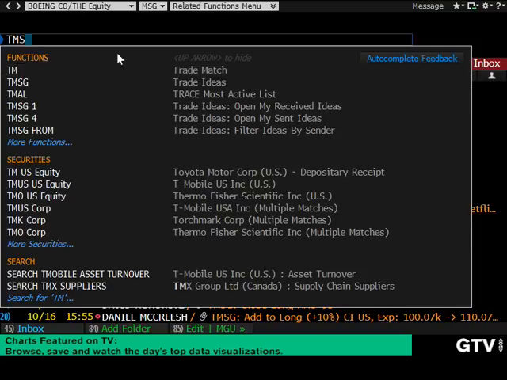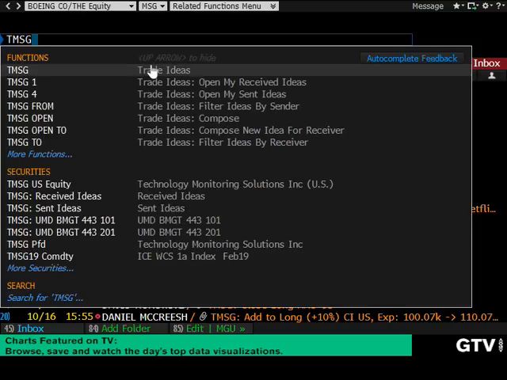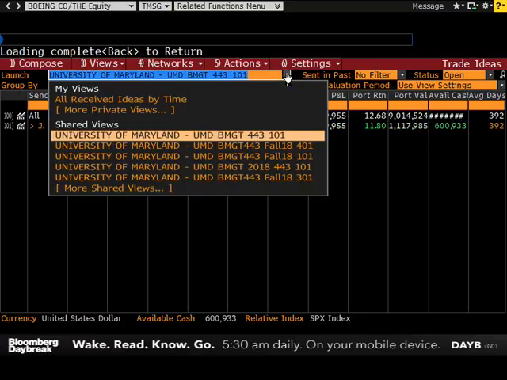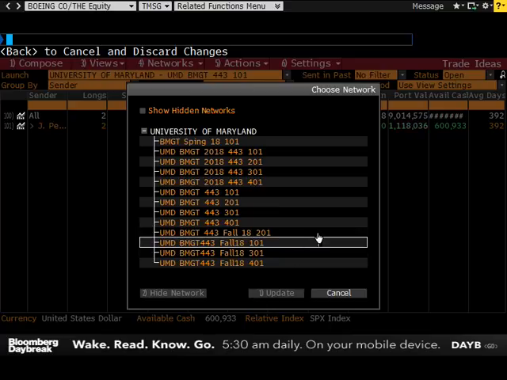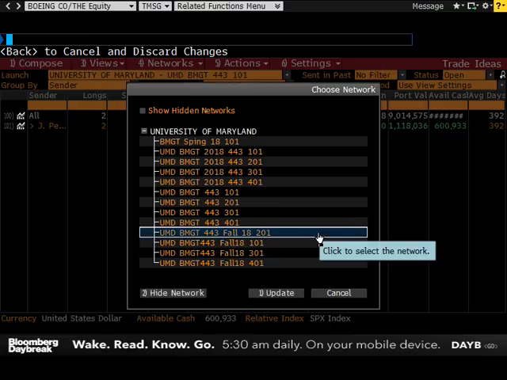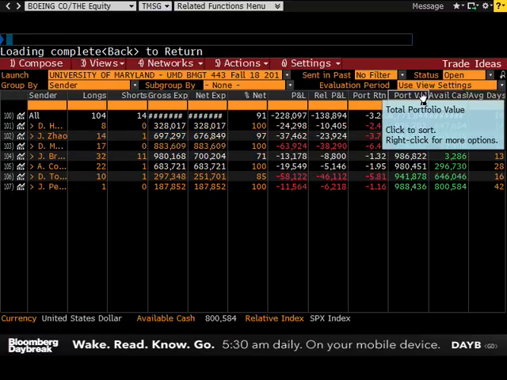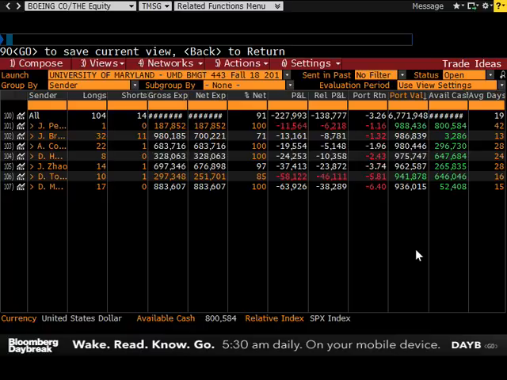If I were to look at T message MSG, and was that section 201? Okay, so let's go to section 201. Then I'm going to go to portfolio value, and you'll see everybody's lost money in this section. It's a tough market out there.